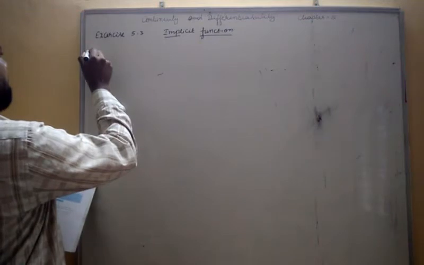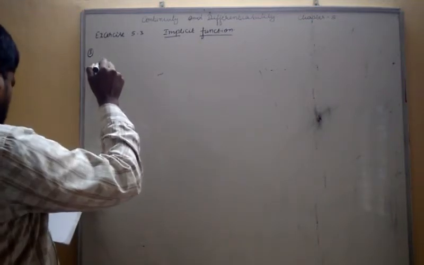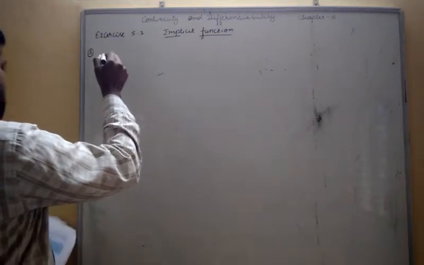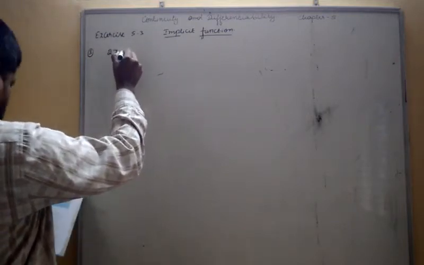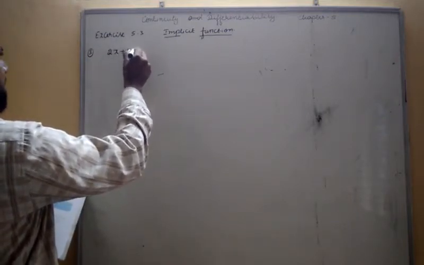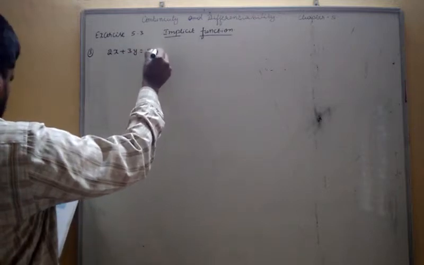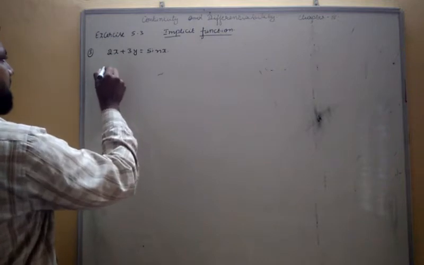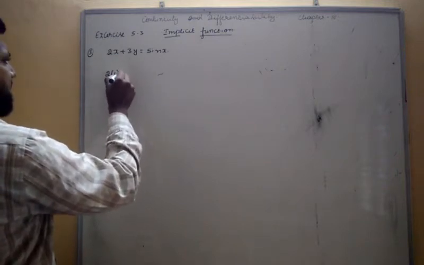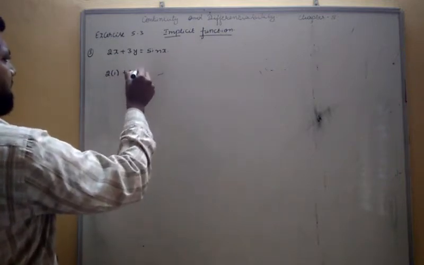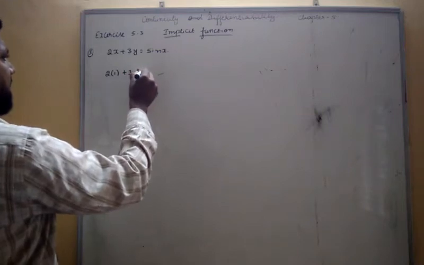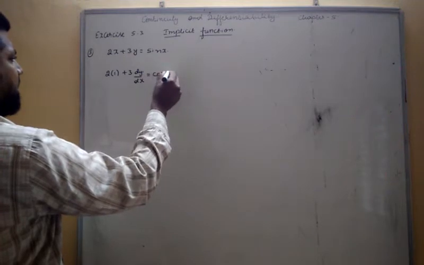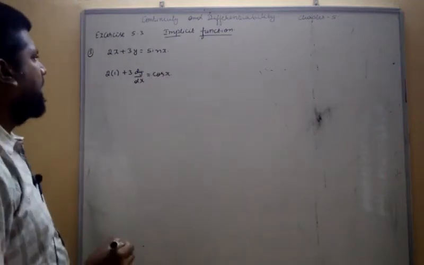Next one, the third one. Find dy by dx. How to find the dy by dx? The question given is 2x plus 3y is equal to sin x. Let us differentiate. 2 is a constant, x differentiation is 1. 3 is a constant, y differentiation is dy by dx. Again, sin x differentiation is cos x. You should know the formulas.